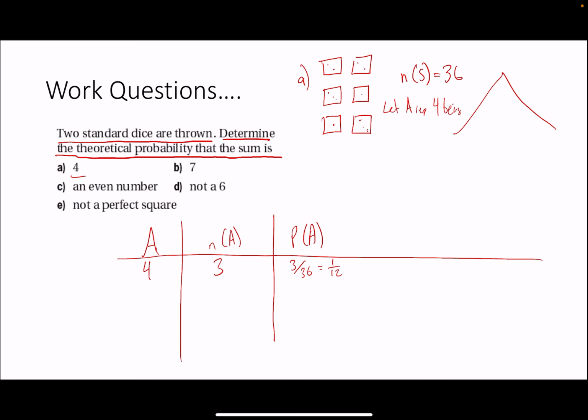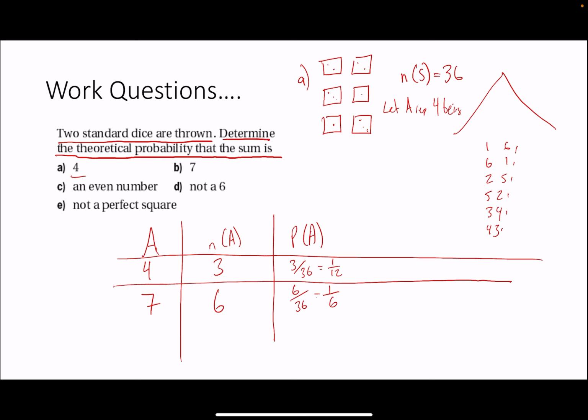That's a theoretical probability. How about if it was a 7? Well, if I remember the 7 correctly, it could be 1 and 6, 6 and 1, 2 and 5, 5 and 2, 3 and 4, and then 4 and 3, which is 1, 2, 3, 4, 5, 6. So there's 6 ways that can occur. And then 6 out of 36, which is 1 over 6. That's the probability that a 7 occurs. So that's A, that's B. C, an even number.